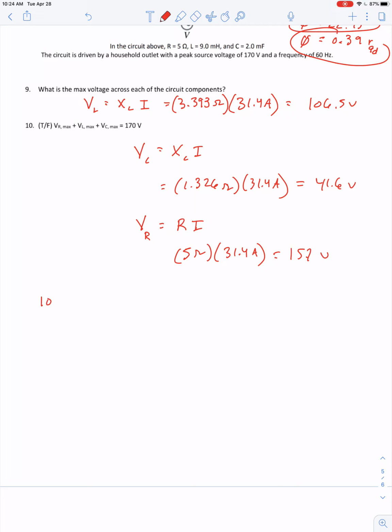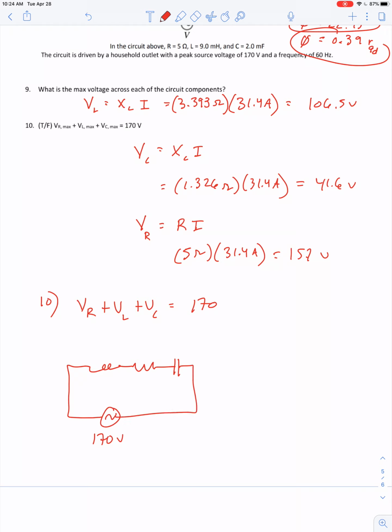Okay, so number 10, true or false, if I add the maximum voltage across the resistor plus the maximum voltage across the inductor plus the maximum voltage across the capacitor, does that equal 170 volts? Kind of seems like it should, right? My generator has a max voltage of 170 volts, and then I've strung an inductor, a resistor, and a capacitor together in series, so it seems like by Kirchhoff's loop rule, if I take the maximum voltage across the inductor, 106.5, plus the maximum voltage across the resistor, 157, plus the voltage across the capacitor, 41.6, but clearly those do not add up to equal 170, so what gives?